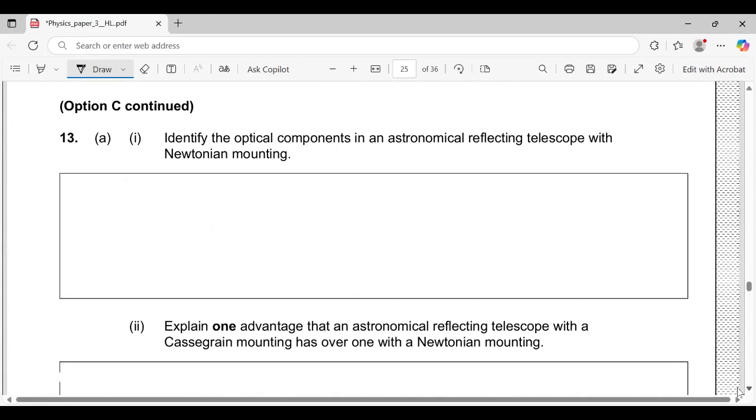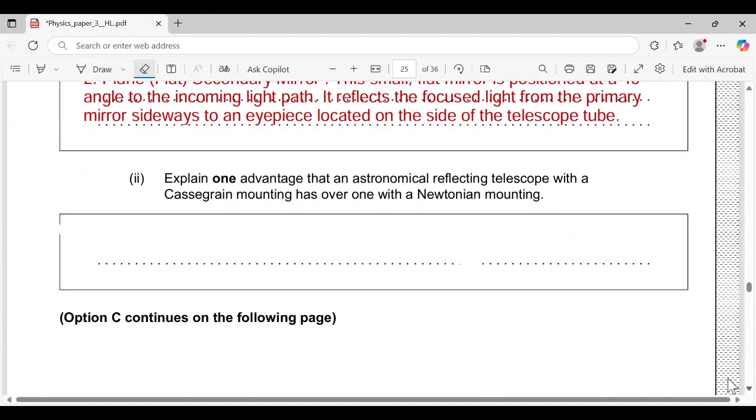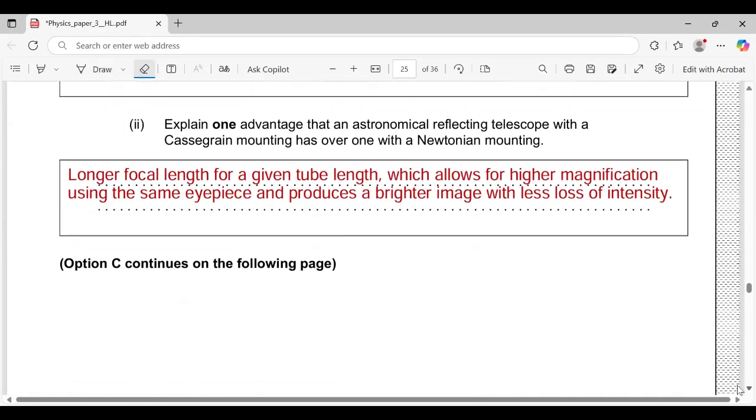Next question. Identify the optical components in an astronomical reflecting telescope with Newtonian mounting. I have provided my brief explanation, my answer for this question. Explain one advantage that an astronomical reflecting telescope with Cassegrain mounting has over one with a Newtonian mounting. I have provided that, and continue.